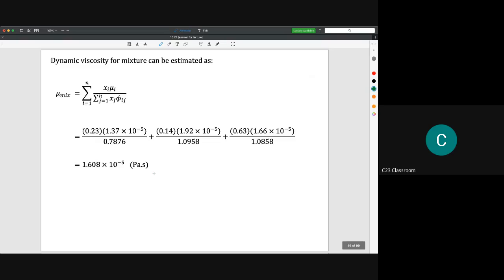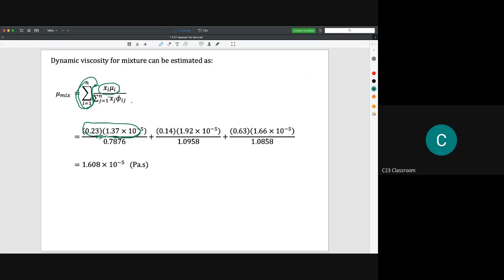So the equation is to get the sigma, the summation of all values of this one, x1 phi 1 for the term. So what we need to do is, this is the x for i and the mu for the first element, which is the carbon dioxide.